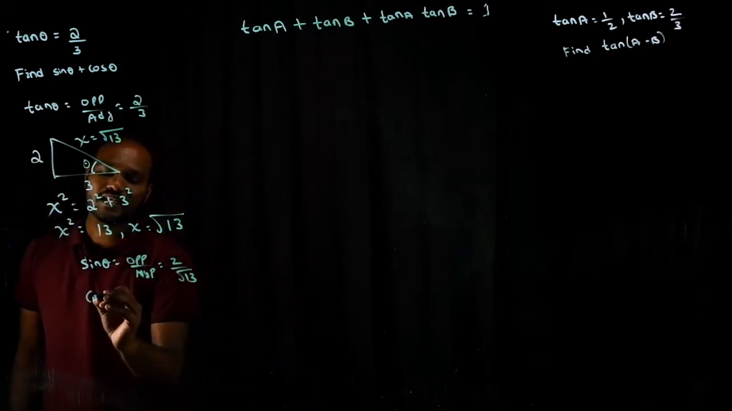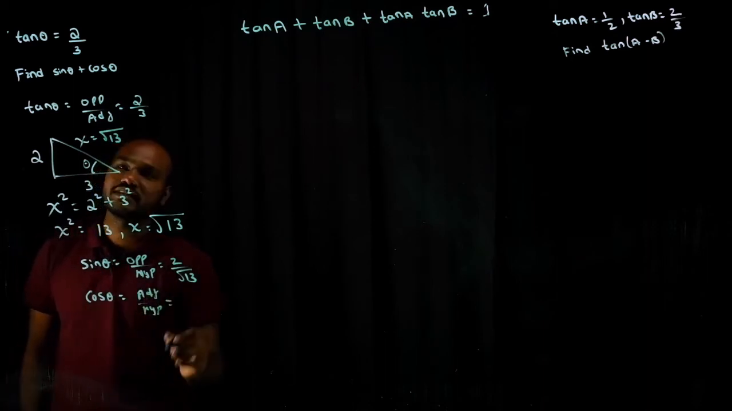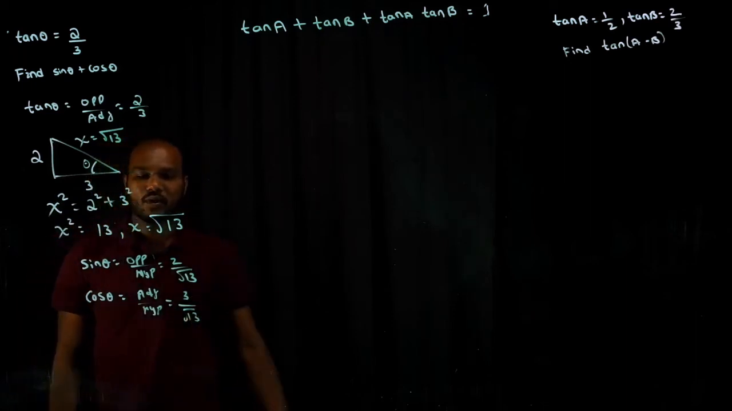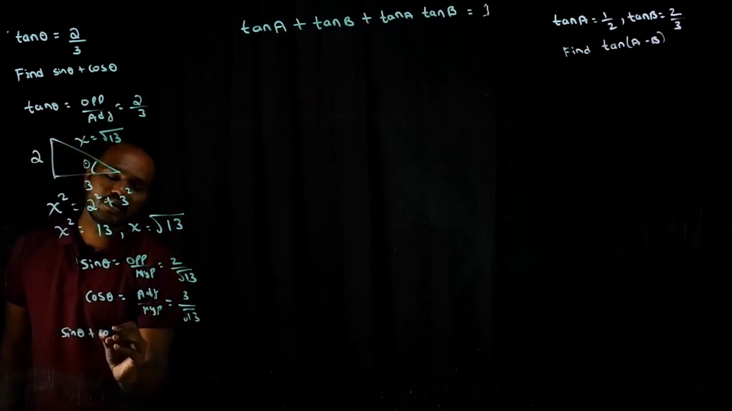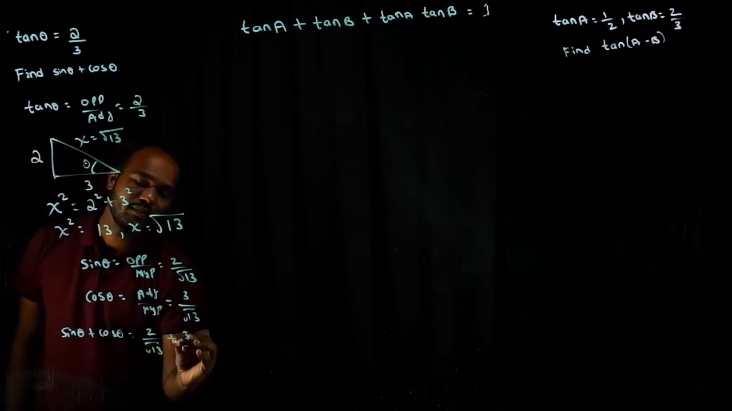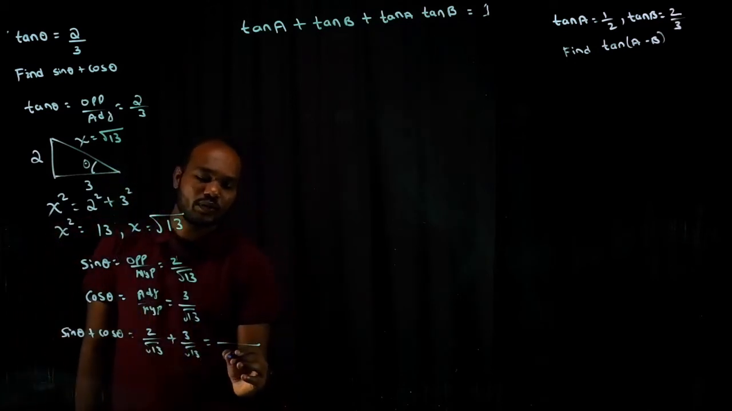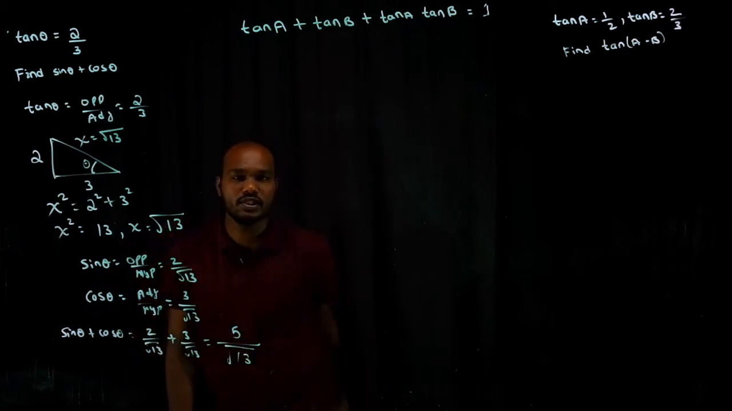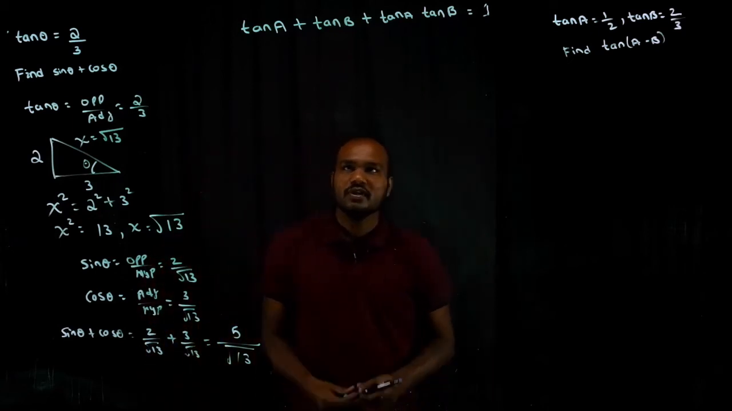Next, if I calculate cos theta, what is it? Adjacent upon hypotenuse. So what is the adjacent here? 3. 3 over root 13. Now what we have to calculate? Sin theta plus cos theta. So sin theta plus cos theta is equal to 2 by root 13 plus 3 by root 13. Root 13 is the LCM because both sides have root 13. So 2 plus 3 is 5. So what is the solution? 5 by root 13. Now let's go to the next question.